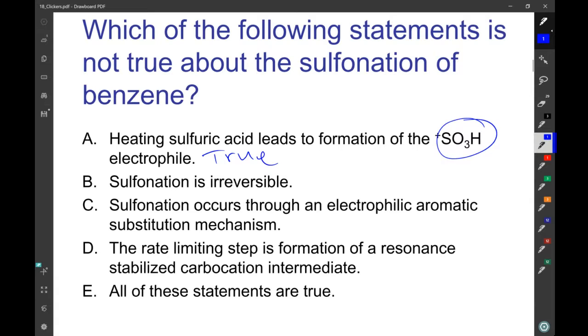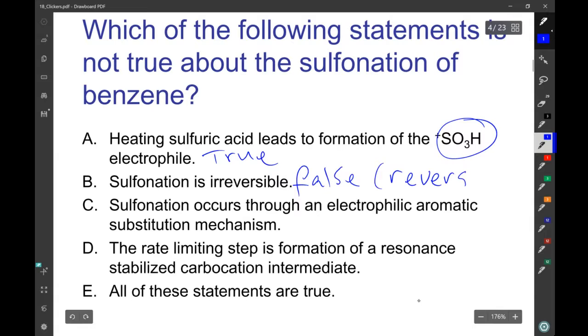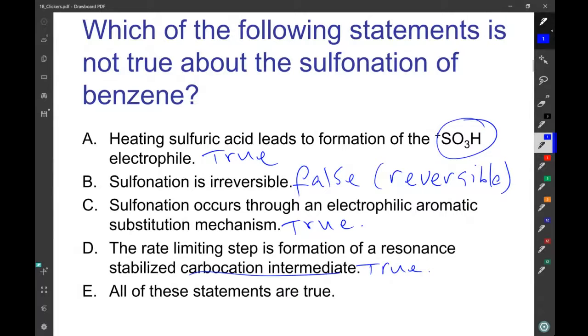Okay. It says sulfonation is irreversible. I don't believe that. We said in this class that it is one of the reactions that is reversible. So that's the one that's reversible. C says sulfonation occurs through an electrophilic aromatic substitution. I believe that's true. The rate limiting step is formation of a resonance stabilized carbocation intermediate. Yes, that's also true. All of these statements are true.